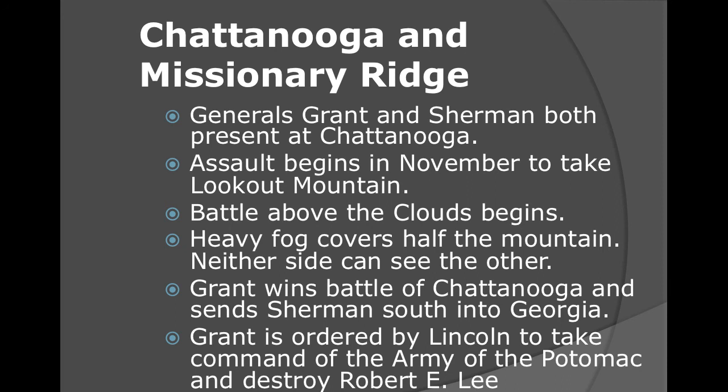Ulysses S. Grant is ordered by Abraham Lincoln to return to Washington, where he is going to take command of the Army of the Potomac, and he is given one set of orders: to find and destroy Robert E. Lee and the Army of Northern Virginia. Ulysses S. Grant leaves to go back to Washington, but he leaves General Sherman here in charge of the army in Chattanooga. And Sherman will begin his slow march south towards the city of Atlanta.